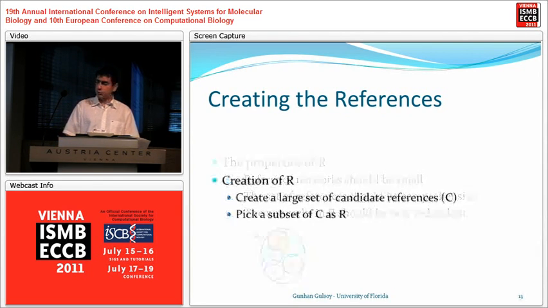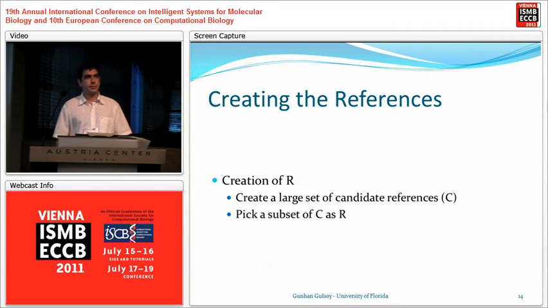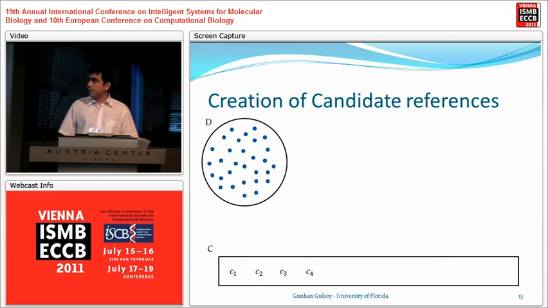So in order to ensure these properties, we came up with a two-step reference creation method. The first of these steps is we create a very large set of candidate references. And in the second step, we pick a small subset of this C to use as our final set of references. So let me explain the first step in this procedure. In here, let's assume that we already created 4 candidate references, and we are in the process of creating the 5th one.